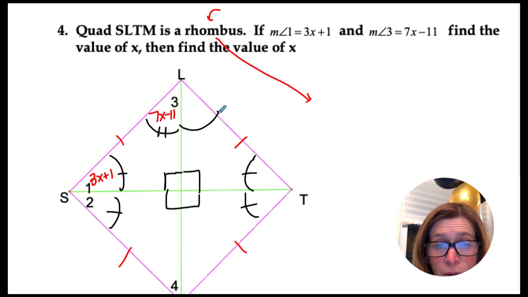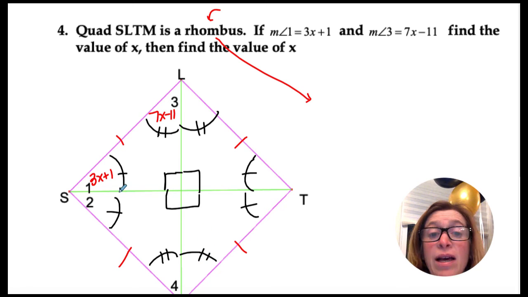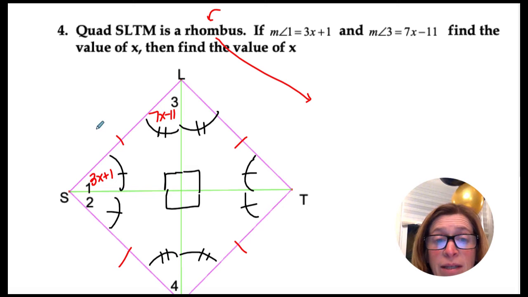And these guys are equal. Why are 3 and 4 equal? Because opposite angles in a parallelogram are congruent. I'm going to mark my diagram with that.